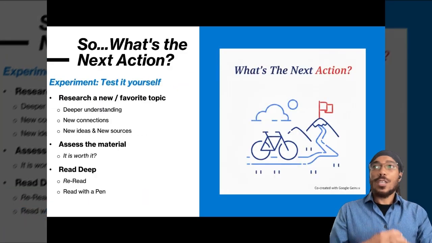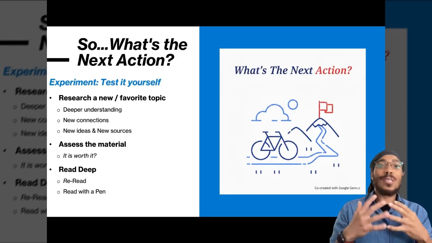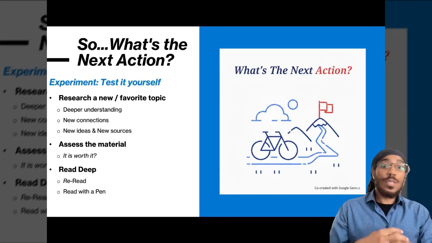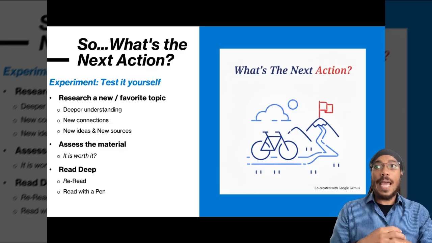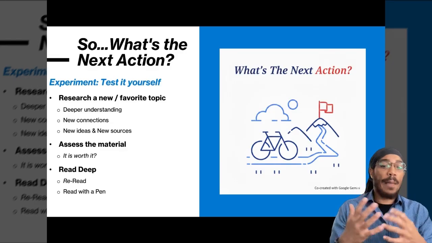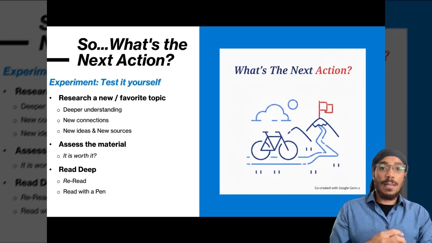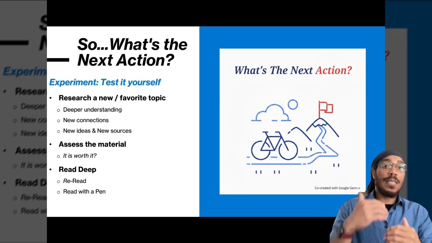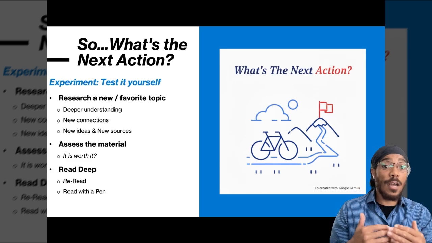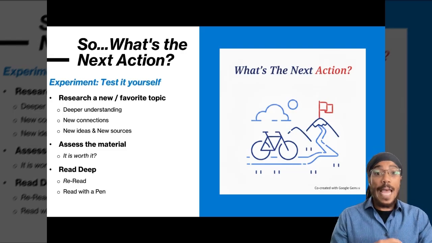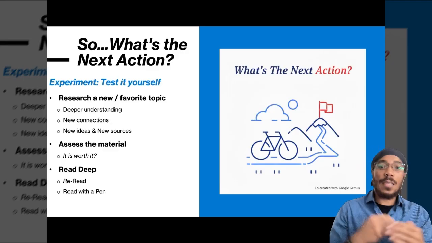So, what's the next action? Just as with the LLM basics, the next best thing you can do to learn these tools is to experiment. Research a new topic or research one of your favorite topics. Start with Perplexity AI, start with Gemini from Google, and ask a question about a topic that you're interested in, a topic that you've researched before, and see what sources it comes back with. See if those sources give you a deeper understanding of that topic. See if there are new ideas and new sources that you hadn't thought of, and then check that source material and assess it yourself.